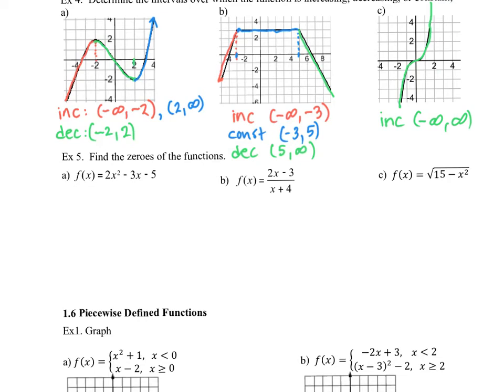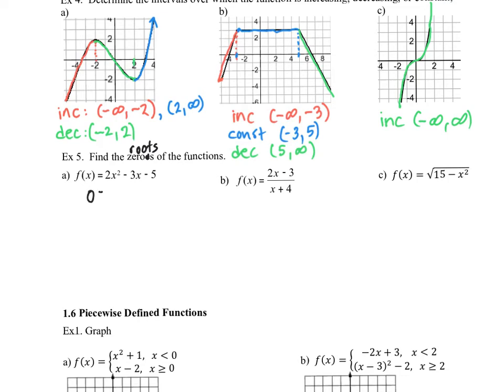Okay, the last topic for 1.5 we're going to review is finding the zeros of functions. Oh, zeros doesn't have an E in it. I'm sorry. Another word for finding the zeros is finding the roots. These are also the same values as the x-intercepts. So finding the zeros means find the x values that set the function equal to 0.